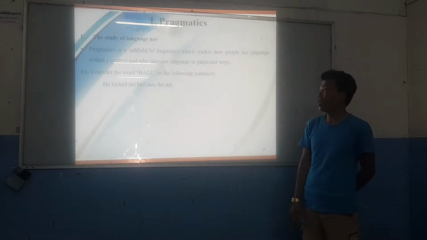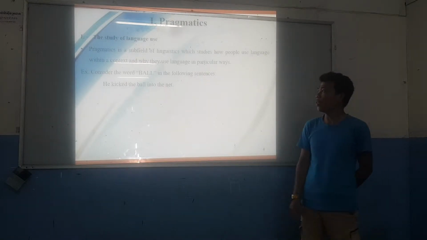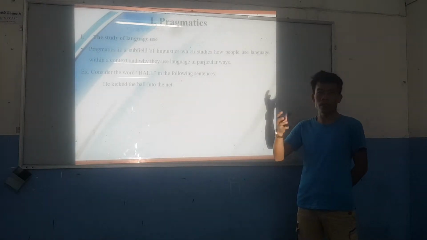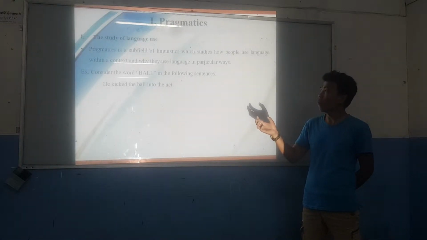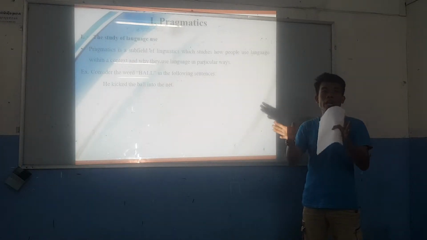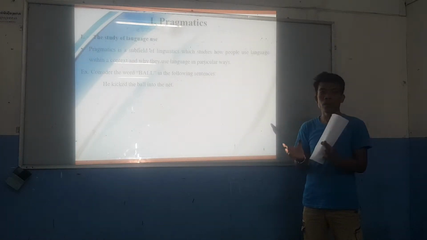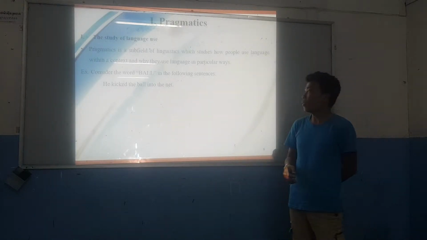For example, consider the word ball in the following sentence. So you see the word ball. Here it means that the ball is like a circle. You can say we would like you to consider the word ball. A ball is like the shape, the body like a circle. So, he kicked the ball into the net.